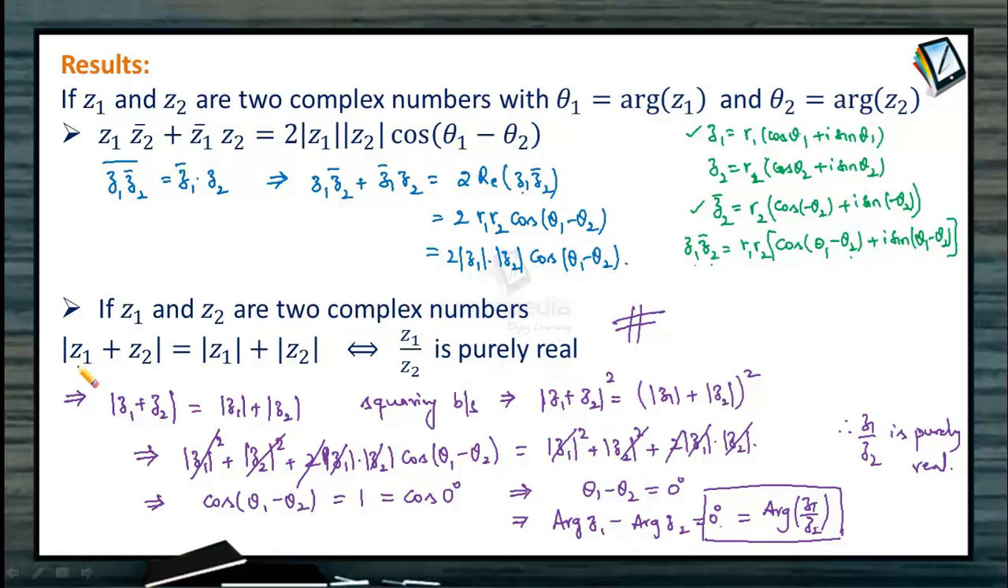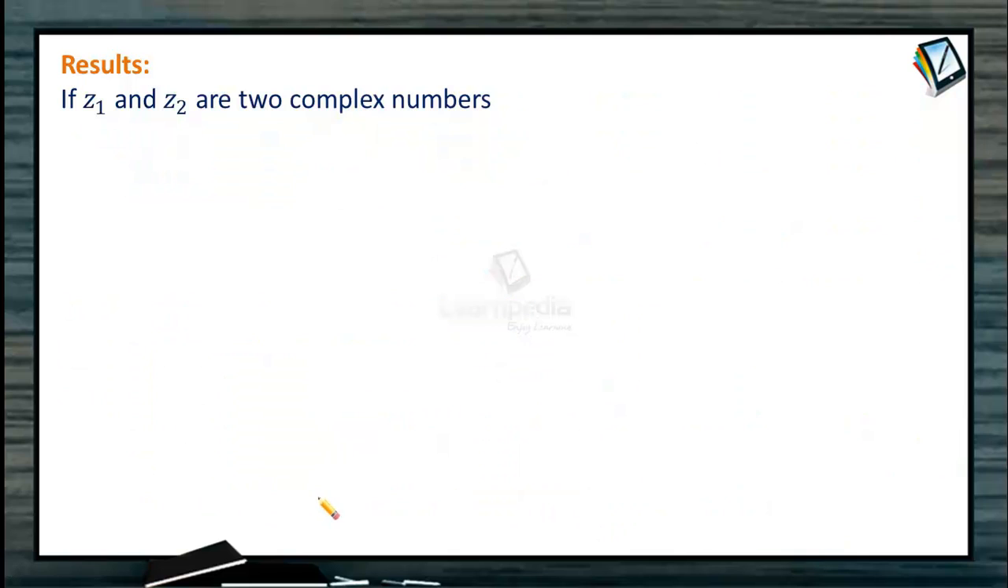Provided their modulus of their sum is equal to sum of their individual modulus, then Z1 by Z2 will be always a purely real number. Now let's look at the next property.